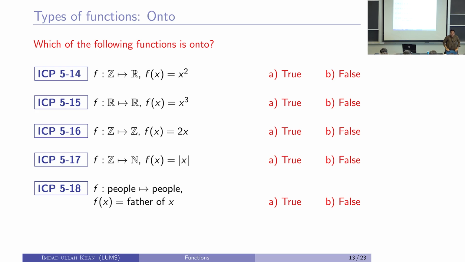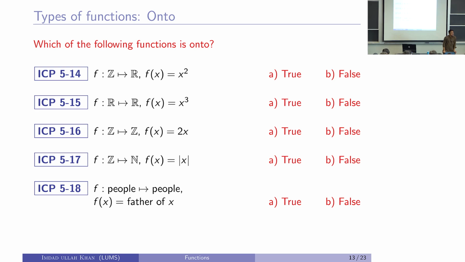Every person has a child? Not really, so you have to substitute child for something. Every person is someone's father, right? That's what it means: every person is a father of someone. Is this true?